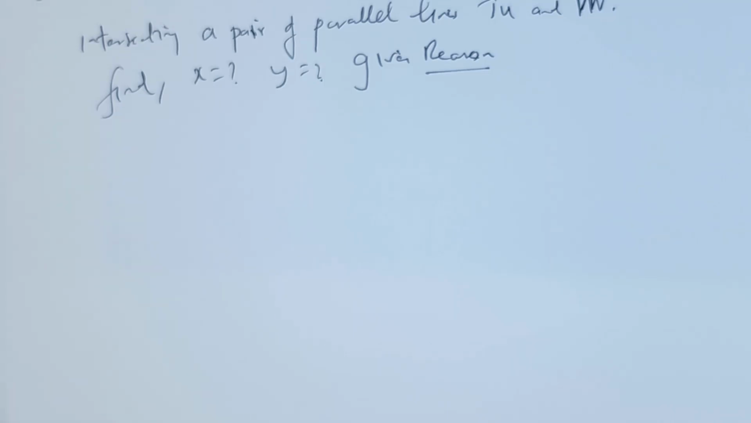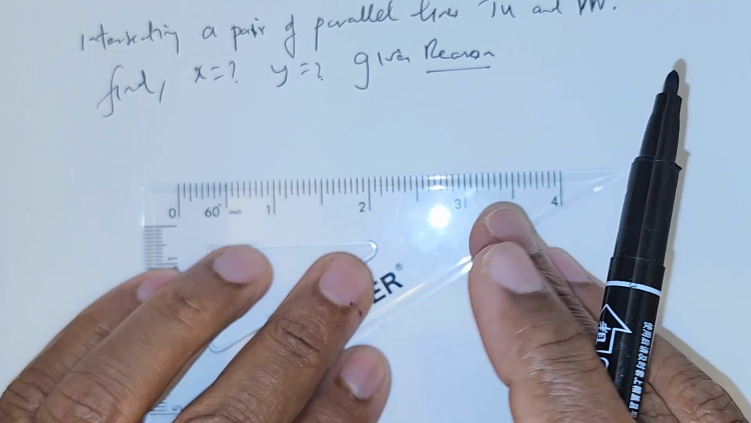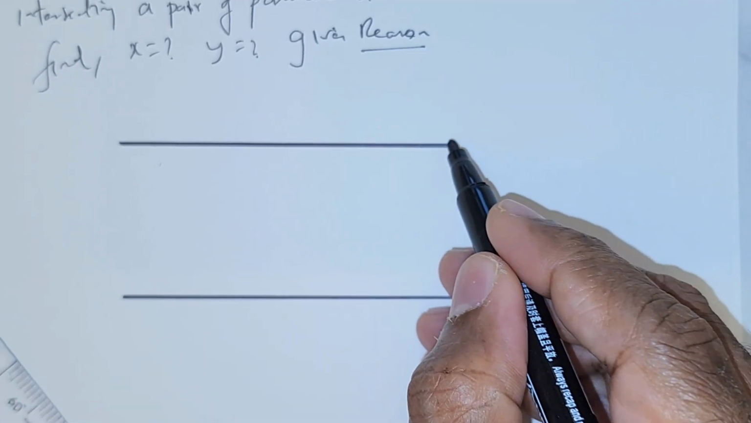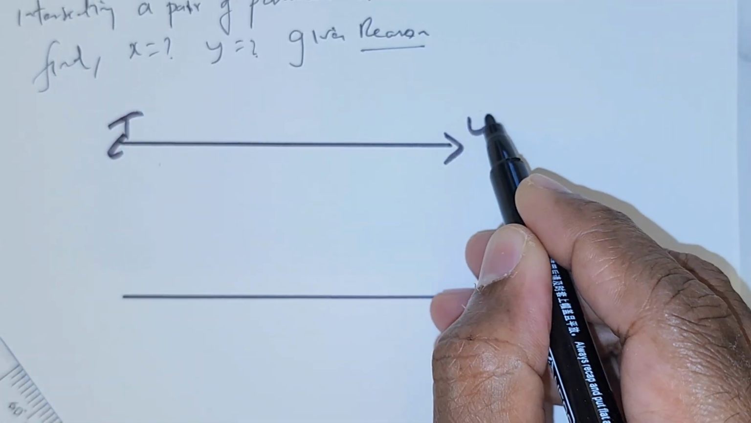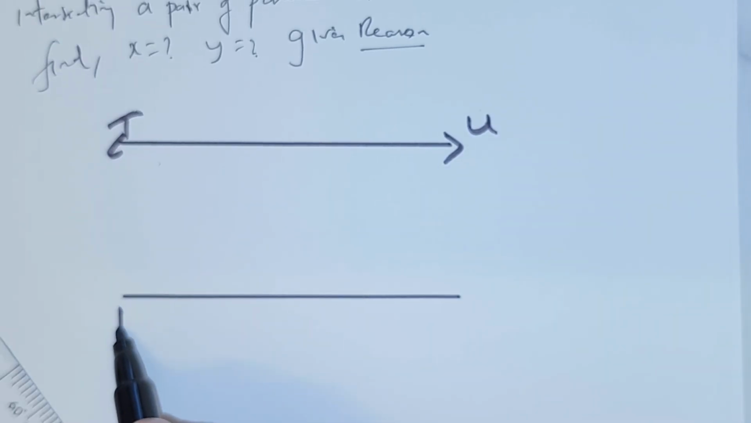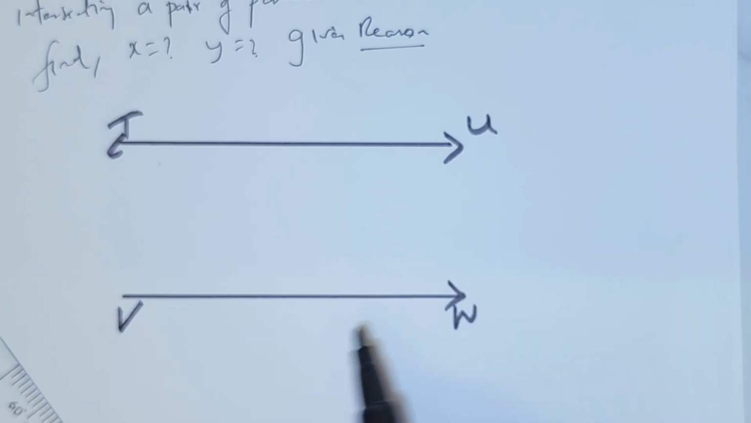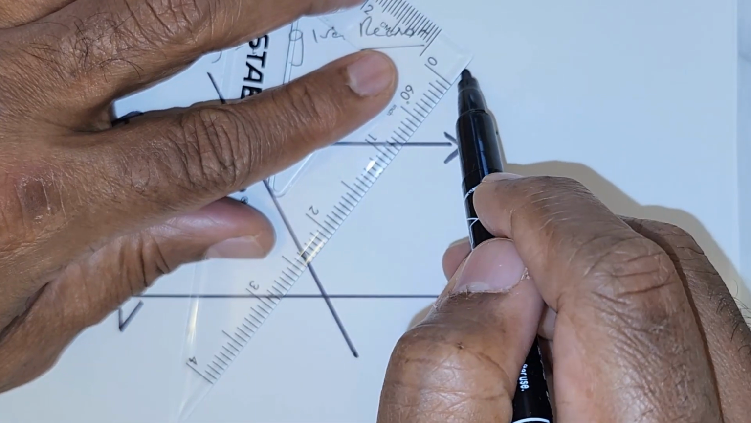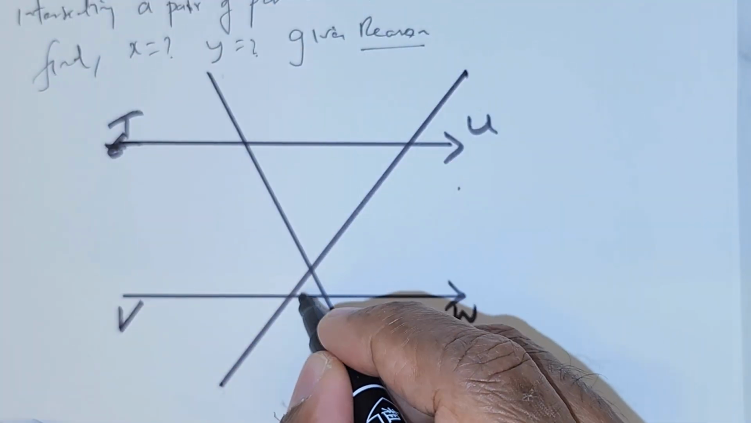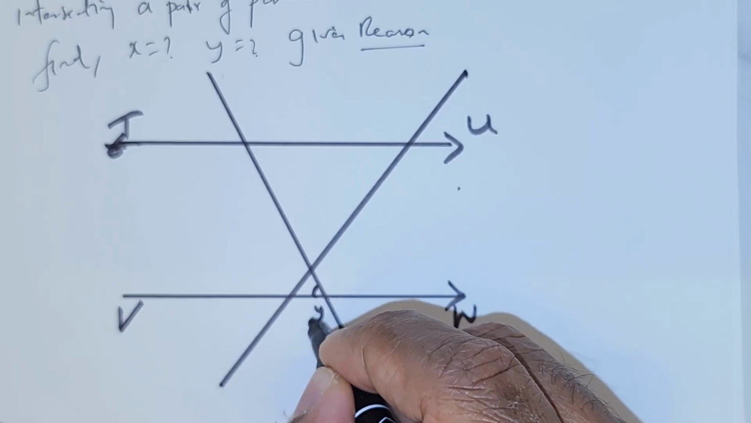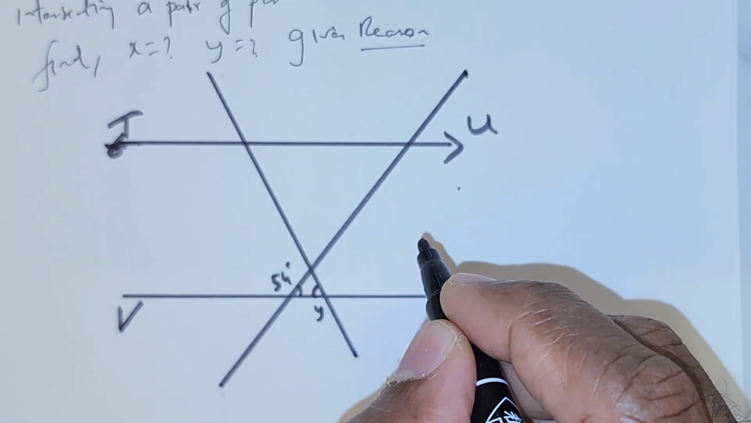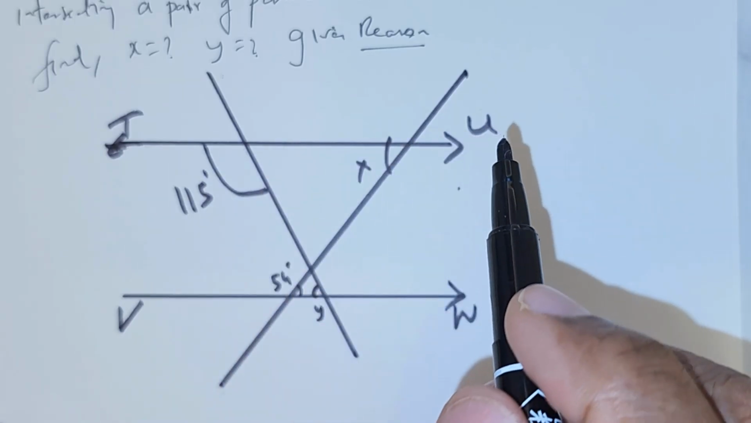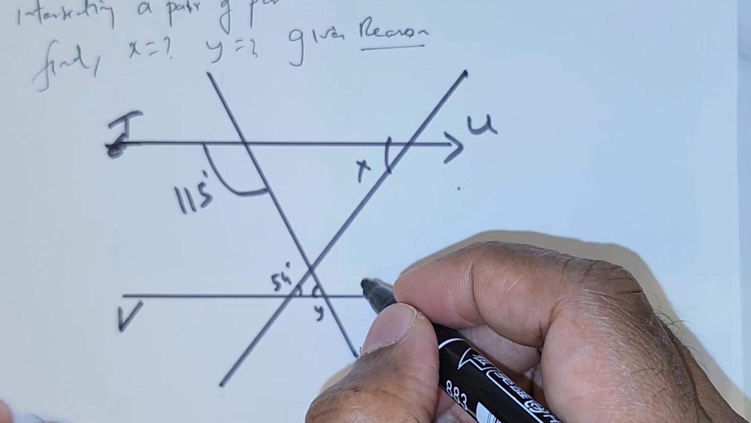Okay, so let me draw the graph. So you have two lines there, parallel lines. So TU and VW. Okay, so you have a line like this and a line like this, and this angle is given as y and this angle is given as 54. This angle is given as x. This angle is given as 115 degrees.